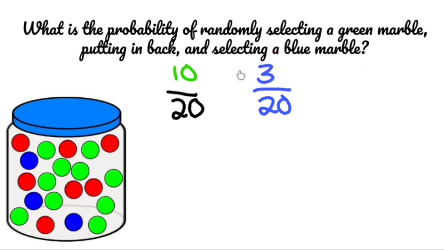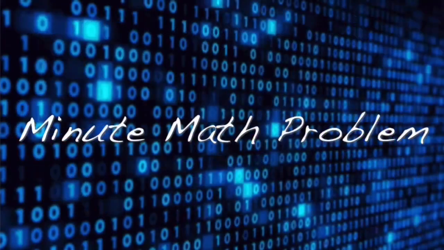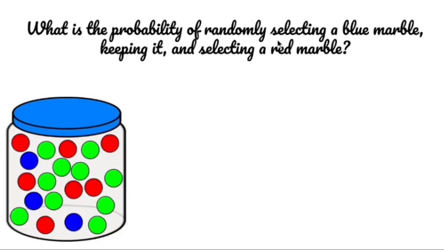When you have compound probability, you multiply the fractions together. I'm going to simplify that to 1/2. So I have 1/2 times 3 over 20, which is 3 over 40. This problem is called replacement, by the way, because I put my marble back. The probability of getting a green marble, putting it back, getting a blue marble in that order is 3 out of 40.